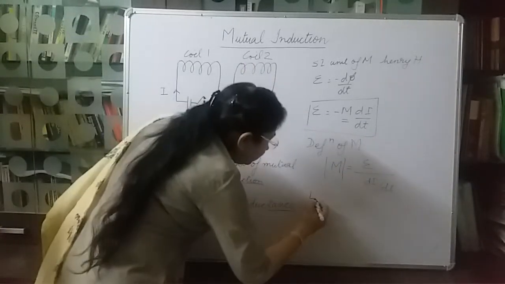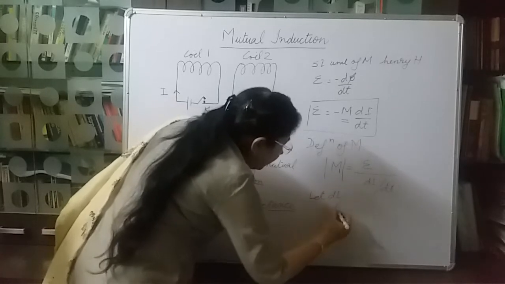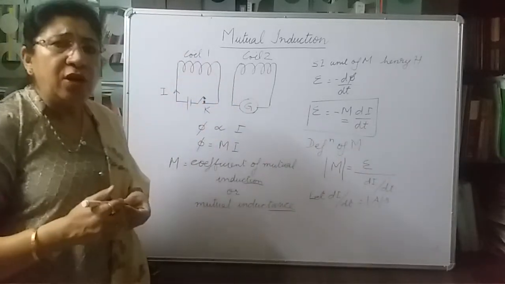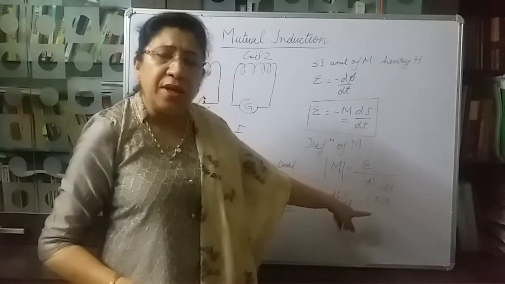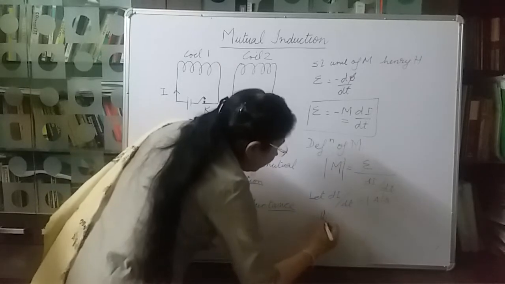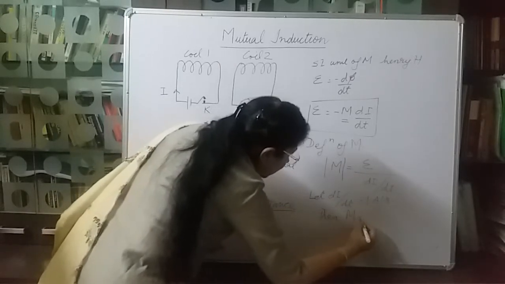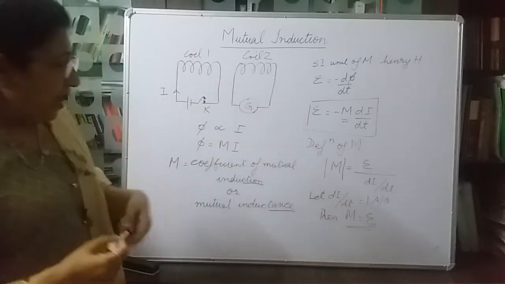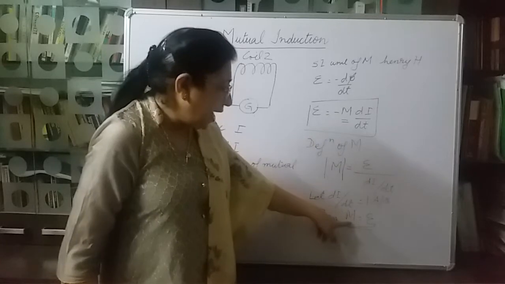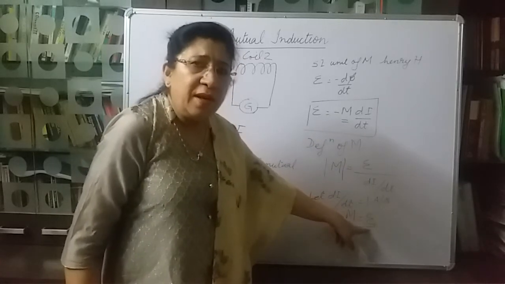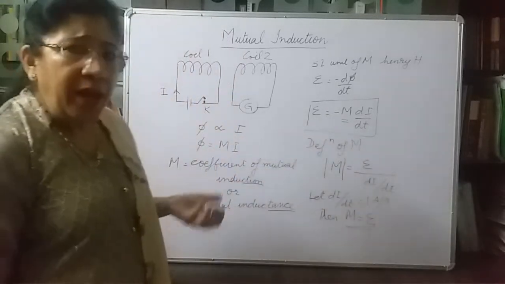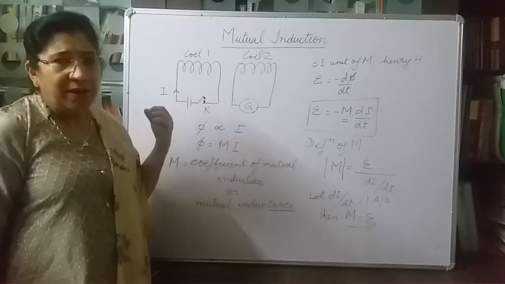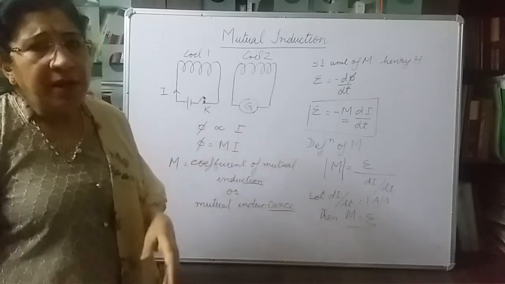Let us put here di by dt as 1 ampere per second. That is, the rate of change of current we are taking as unity. And then M would be equal to E. From here we can define M. Mutual inductance would be defined as the induced EMF produced in a coil when the current in the neighboring coil changes at a unit rate. In this way, M can be defined.